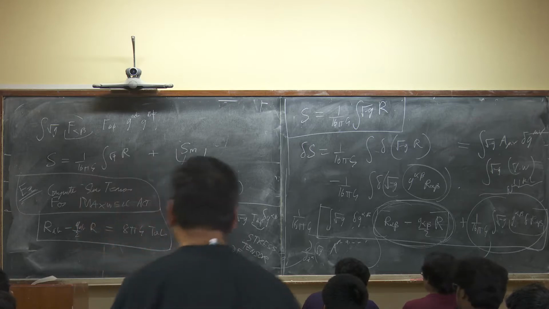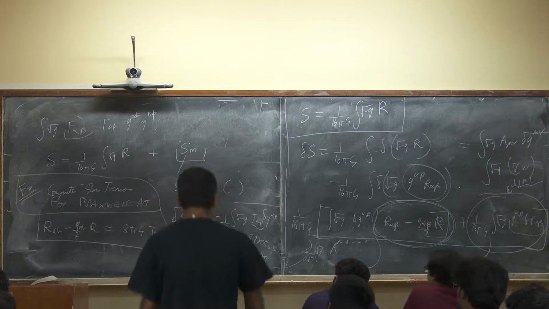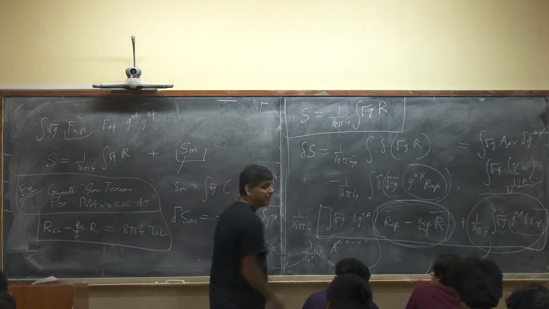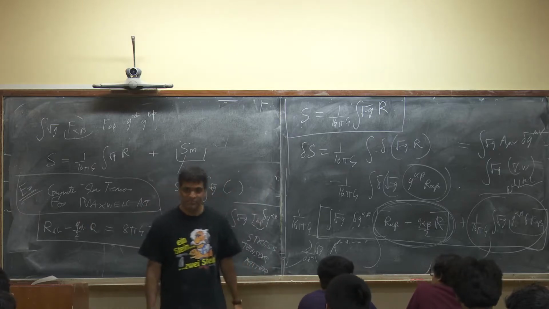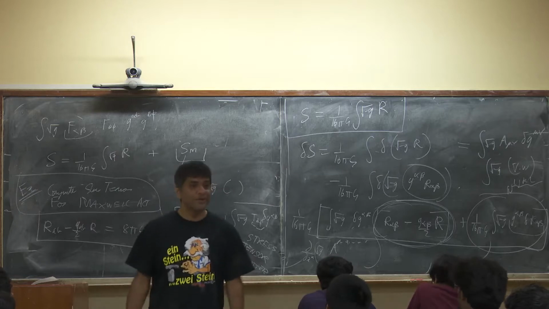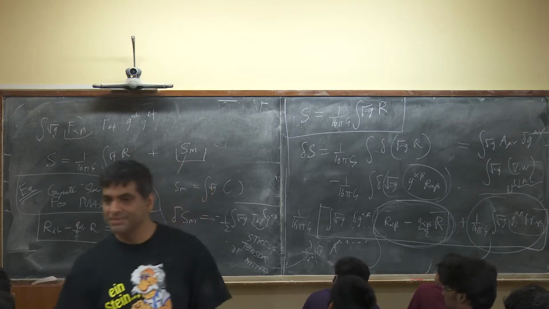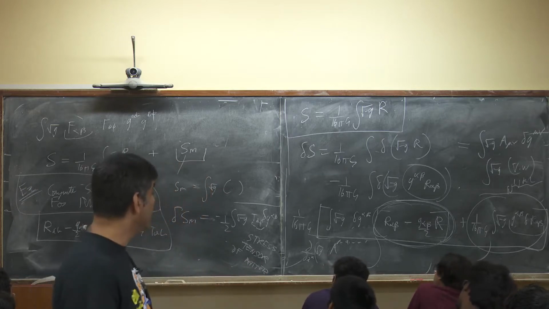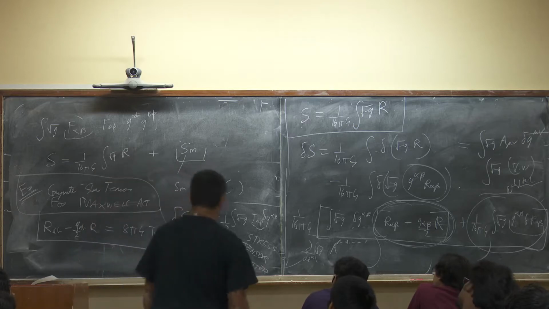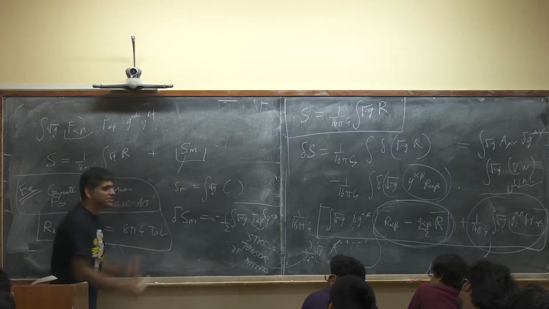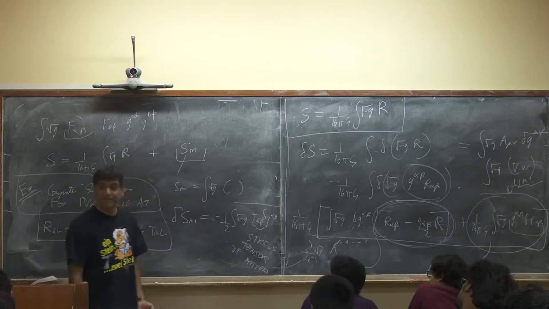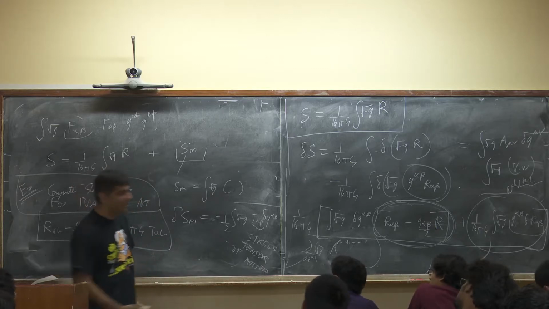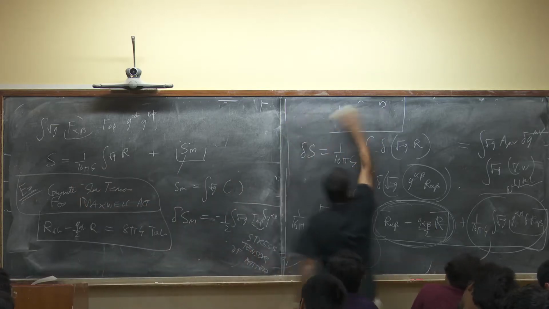But it would be nice if we could find some general properties of this T alpha beta. I'm now going to show you that on very general grounds, T alpha beta is covariantly conserved. So this definition ensures that T alpha beta as a tensor is covariantly conserved. So let me explain that.